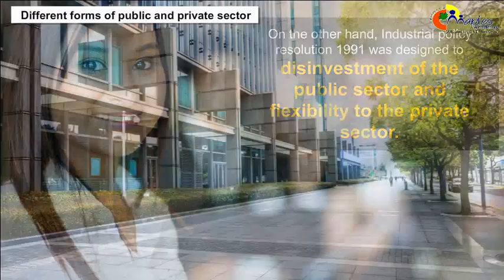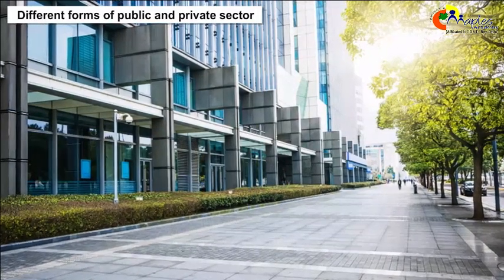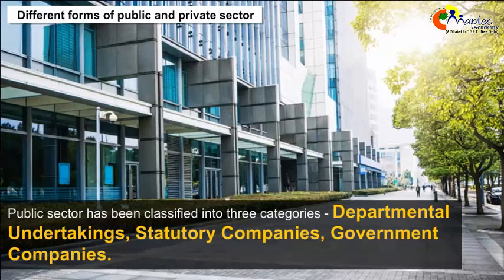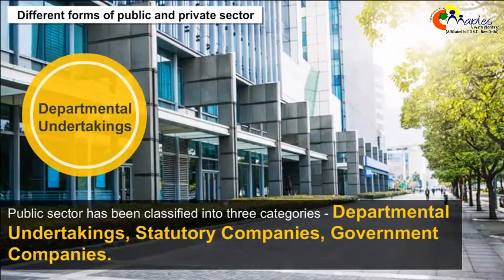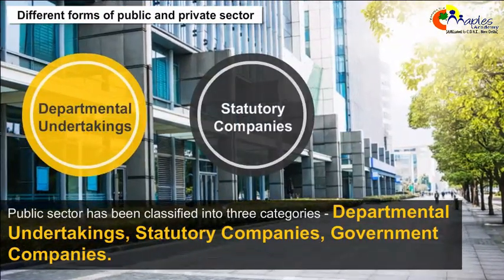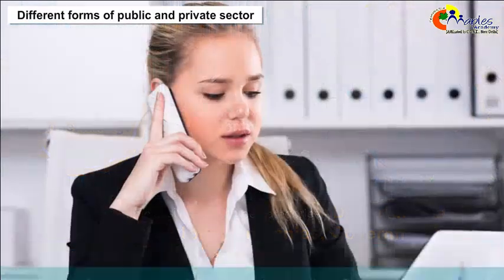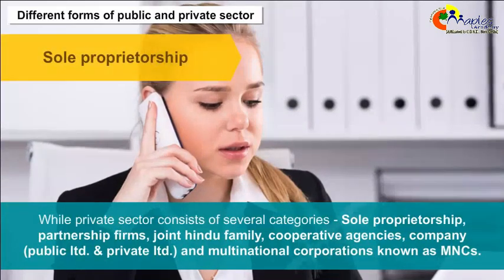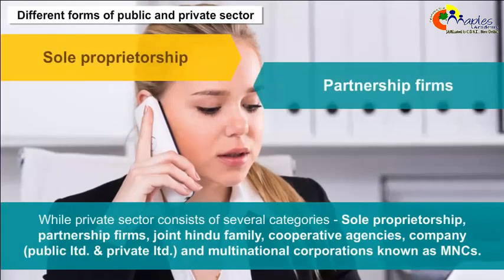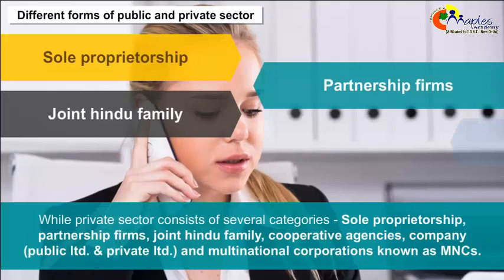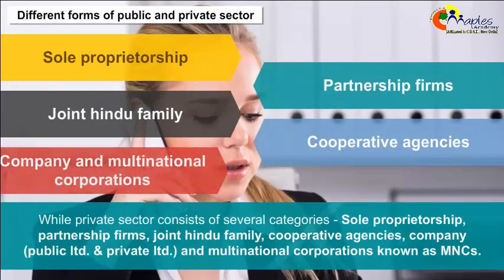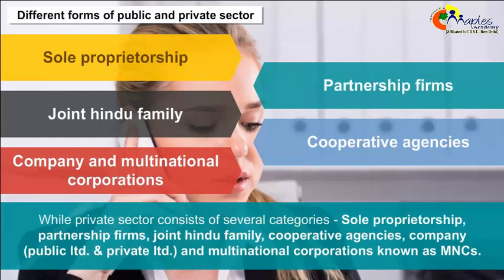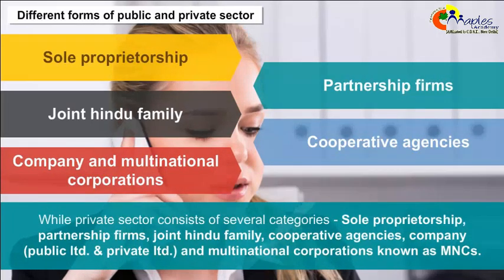Different forms of public and private sector. Public sector has been classified into three categories: departmental undertakings, statutory companies, government companies, while private sector consists of several categories: sole proprietorship, partnership firms, joint Hindu family, cooperative agencies, company, public limited and private limited, and multinational corporations known as MNCs.